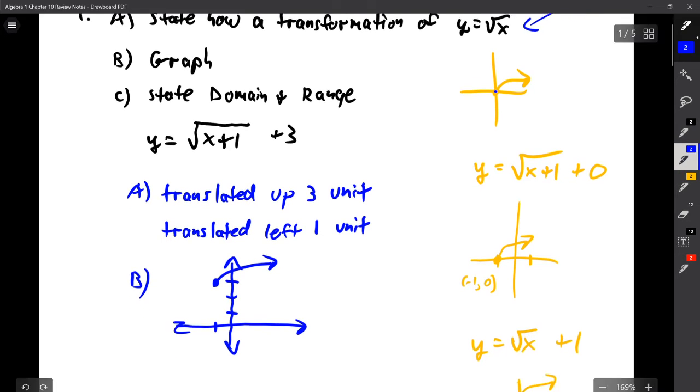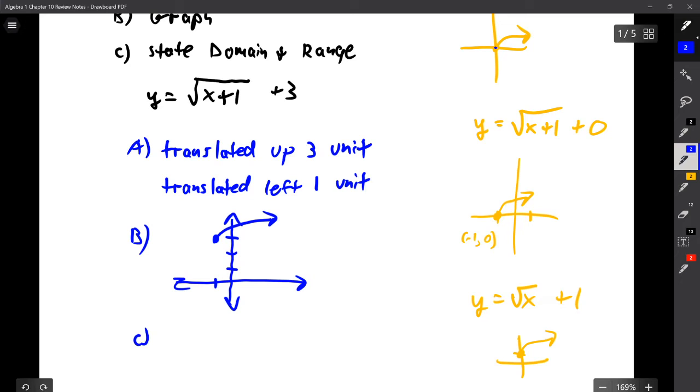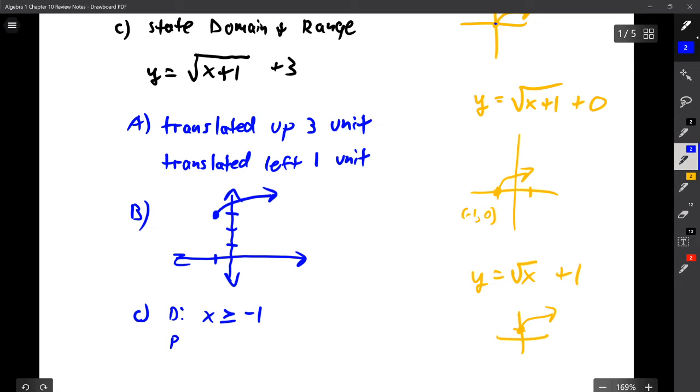And then the domain and the range. The domain is what x values are included on our graph. Well, I have x values starting at -1 and going up from there. So my domain is x is greater than or equal to -1. Then my range is what y values I have. So my y value starts at 3 and my graph goes up from there. So I have y is greater than or equal to 3.